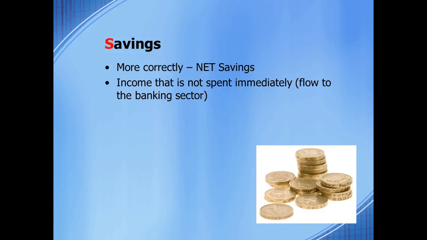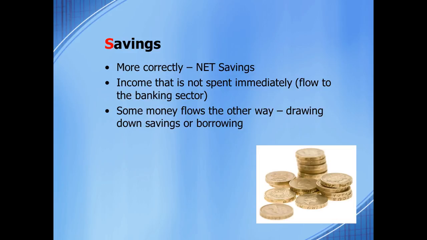Savings is income which you don't spend immediately. Say you receive your wages and you decide, I'm not going to spend all of it, I'm going to put some in the bank, I'm going to save it. So that money leaves the circular flow of income. But equally, some money flows the other way: people who are drawing down their savings, or perhaps borrowing from the bank. So the difference is the net saving.